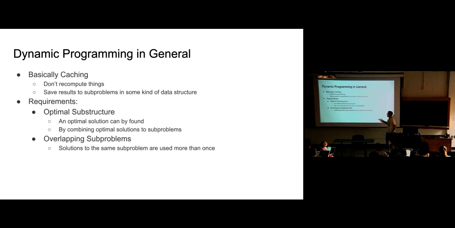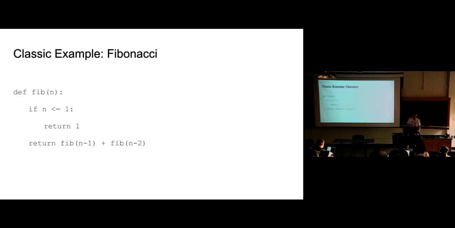Well, that doesn't do us any good if we're not reusing the data in the first place. If we have some algorithm where we're solving subproblems, but we only solve each subproblem exactly once, then dynamic programming isn't going to do anything for you. But if you do have overlapping subproblems, it's going to speed up your algorithm a lot. The classic example of dynamic programming is Fibonacci.